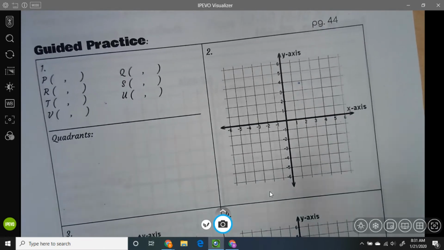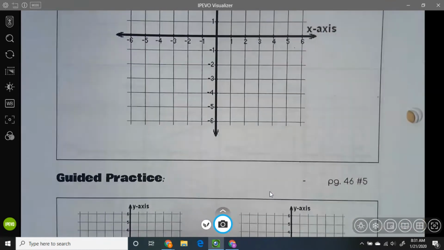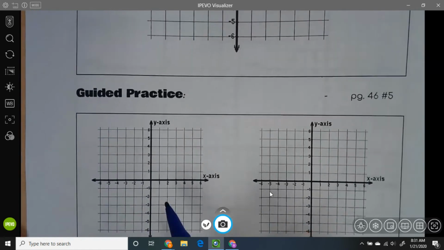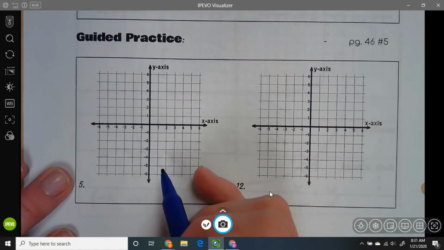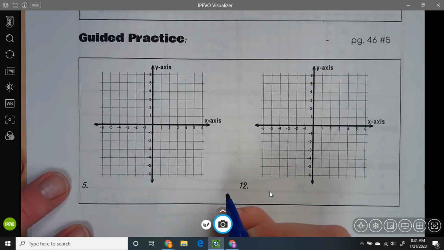So we're going to look at number 5 here for guided practice. It says use graph paper, which you already have here for you. Plot the given points on the coordinate plane, then join the points in order, that makes a difference, with line segments to form a closed figure.